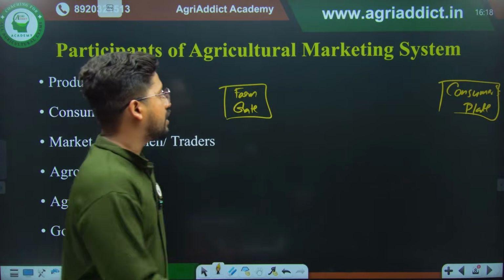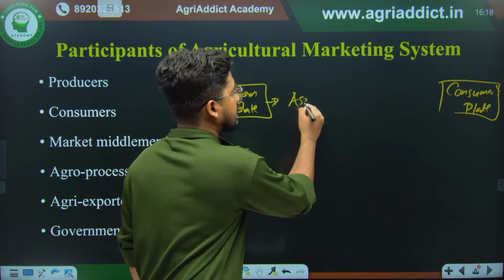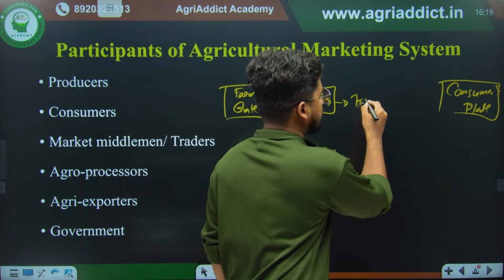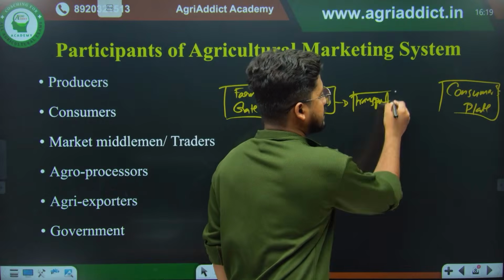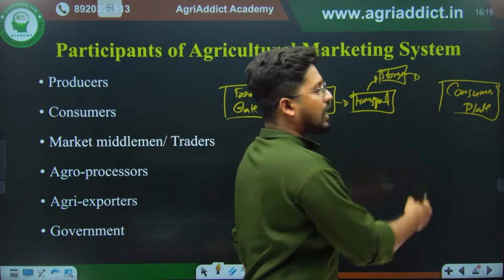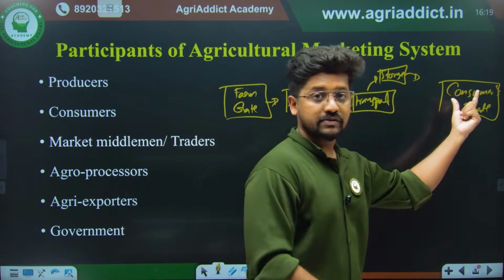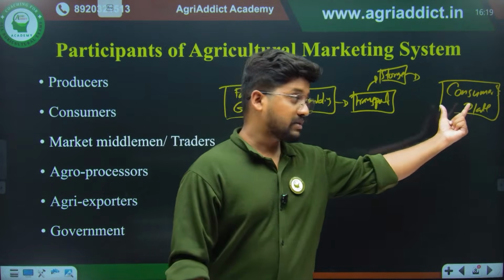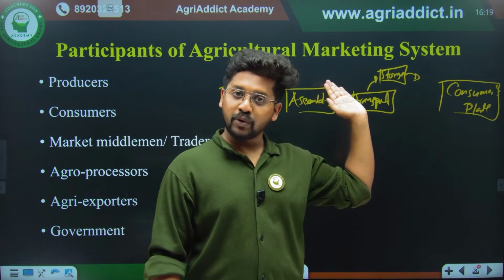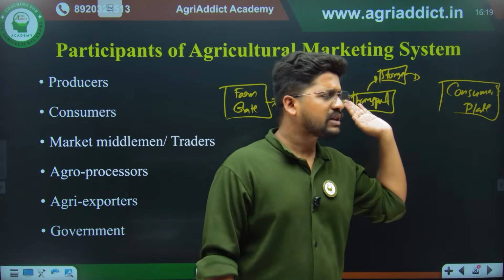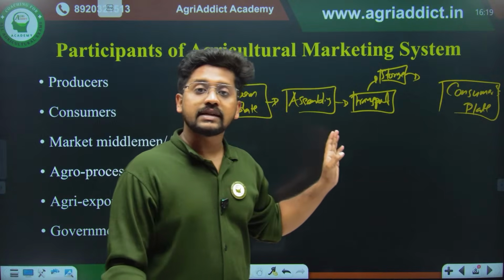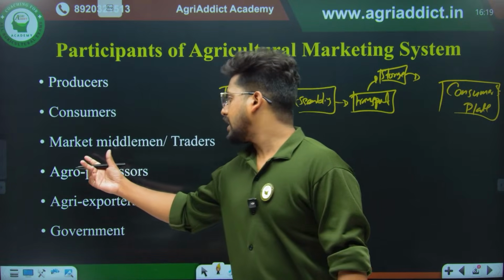So from the farm gate, we need some assembling function, right? From the assembling function, it has to be transported to some other places. Then it has to be stored. Storage function should be there, right? Then there will be some kind of processing, right? Maybe the consumer's plate will be abroad, in some other countries. So some export or import part also will be there, right? So an infinite number of functions are coming in between, and all these things are carried out by different middlemen who are known as market middlemen or traders.